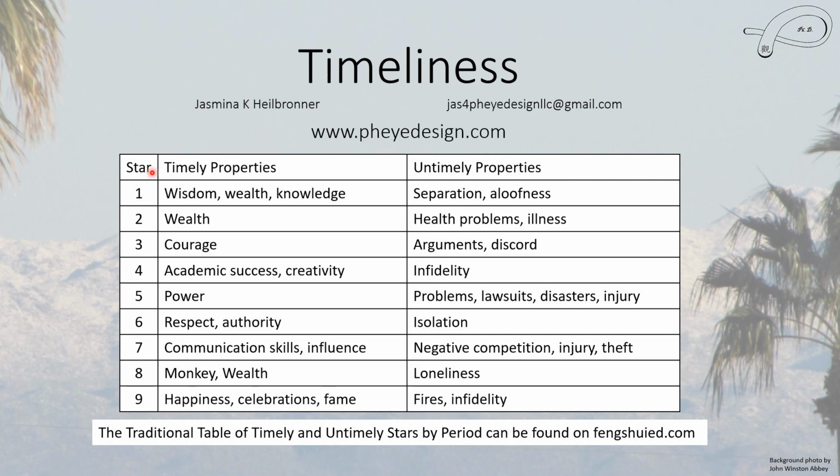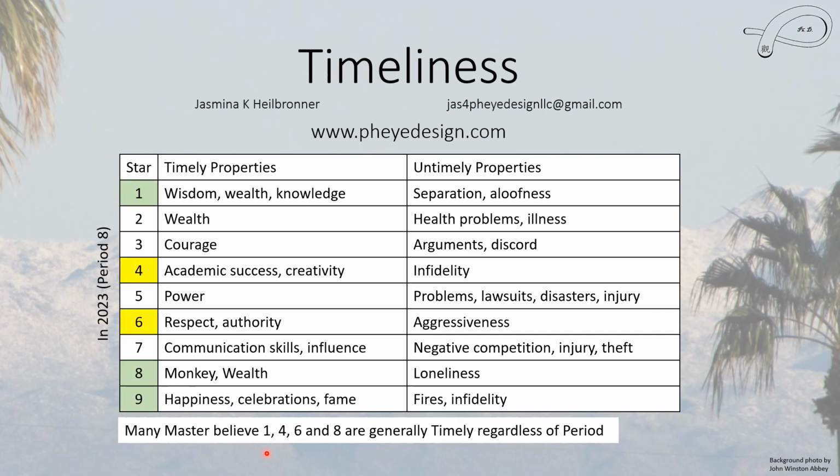So here is a list of stars and what their timely properties are and what their untimely properties are. And you can get a traditional table of timely and untimely stars on the fengshui.com website. Many masters believe that 1, 4, 6, and 8 are generally timely regardless of period, and I agree with them. I think that it makes sense. The way we're using it anyway, it seems to work. So that means for period 8, the traditional ones here are in green, and then here are the 2 extra ones you get because they seem to work.